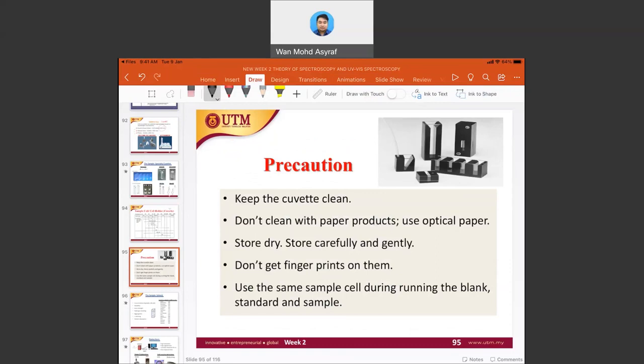So you need to keep your cuvette or your sample cell as clean as possible because the thumbprint from your fingers will absorb or scatter the light before it enters the cell, right? So basically, this is very important for you to get an accurate reading of your sample absorption. So don't get your fingerprints on them because your fingerprints will create some kind of deviations.